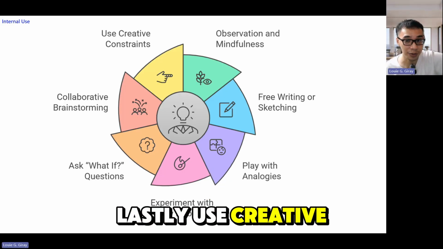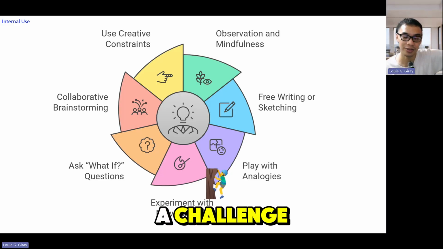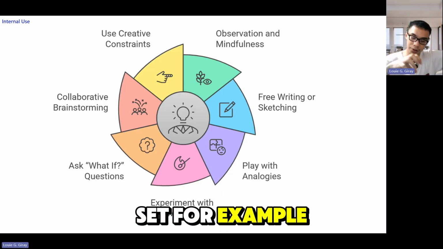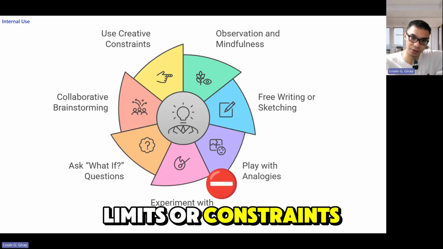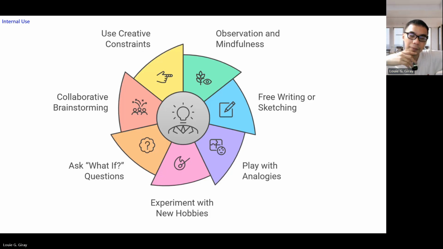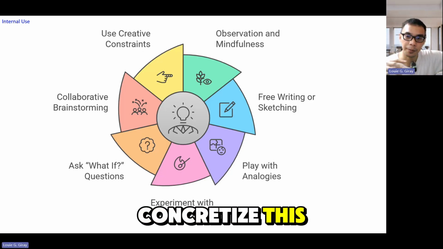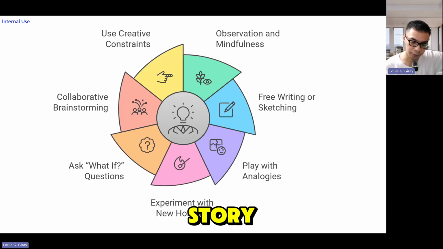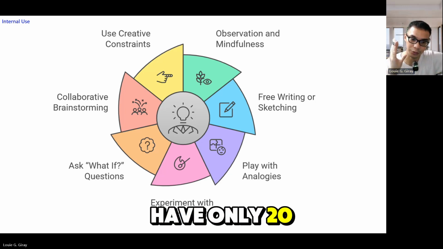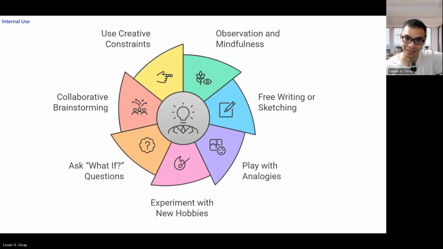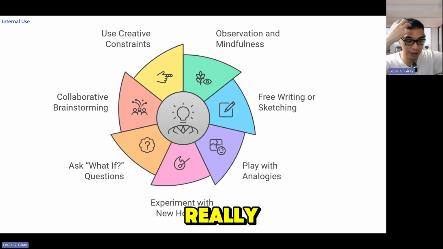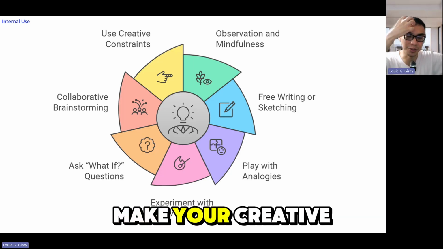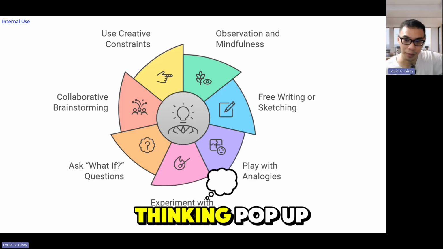Lastly, use creative constraints. This is a challenge. You need to set, for example, limits or constraints for yourself. How do we concretize this? Okay, make a story, but the twist is have only 20 words. And this will really make your creative thinking pop up.